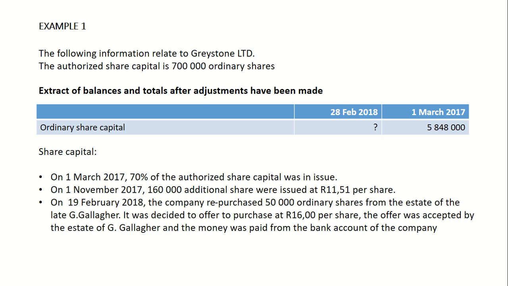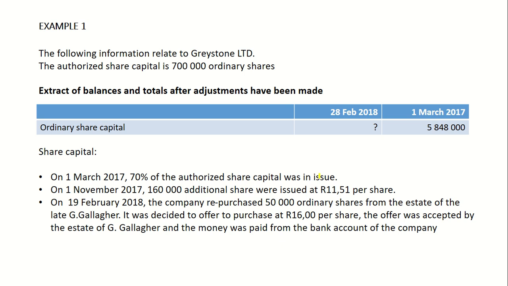So at the beginning of the year, which is the 1st of March 2017, we had 5,848 as share capital. Now, share capital. Let's read about share capital. It says on the 1st of March 2017, 70% of authorized share capital was issued. What is our authorized share capital? Our authorized share capital is 700,000. So you're going to take 700,000 and multiply by 70%, which will give you, I think, 1,400,000.